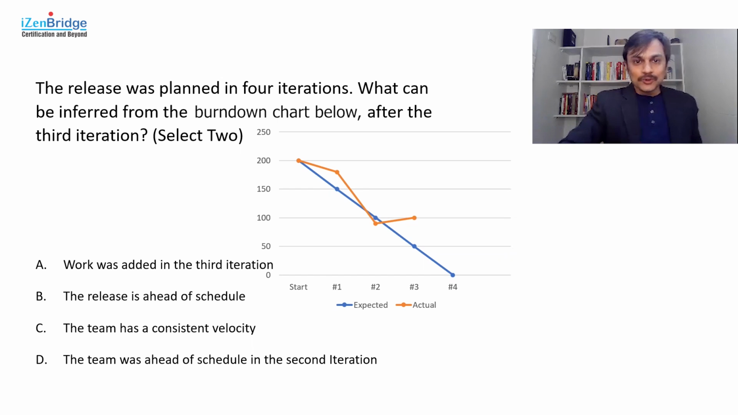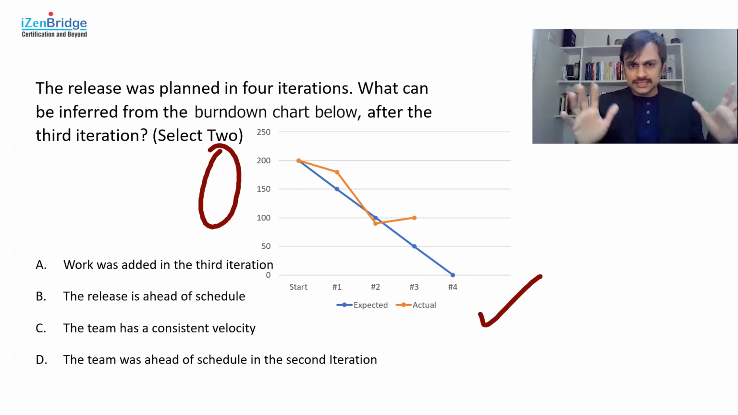Okay, so here we are in a burn down chart and we understand what the x-axis and the y-axis are. The x-axis is iterations: iteration 1, iteration 2, iteration 3. And the y-axis is the remaining work in story points, or whatever the size is, in general story points.